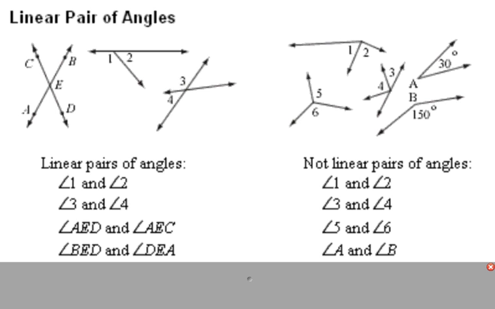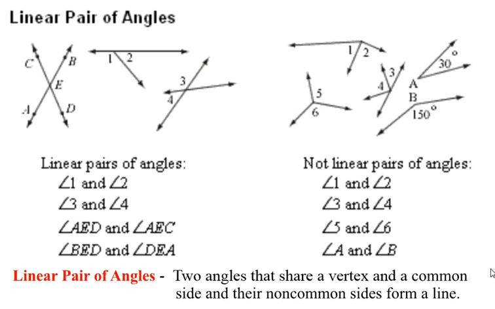And our last definition, linear pair of angles. On the left side, we have examples of a linear pair of angles. On the right side, we have examples of not linear pairs of angles. Again, if you're watching this at home, pause the video, look at what we have, the information, and come up with your own definition. Two angles that share a vertex and a common side, and their non-common sides form a line.